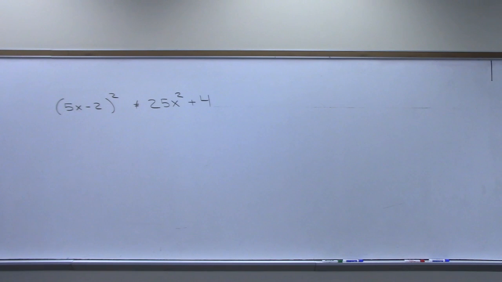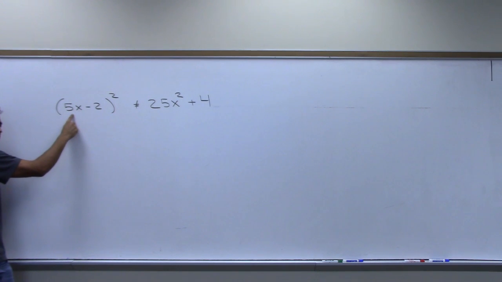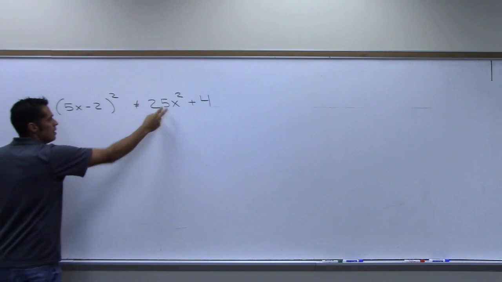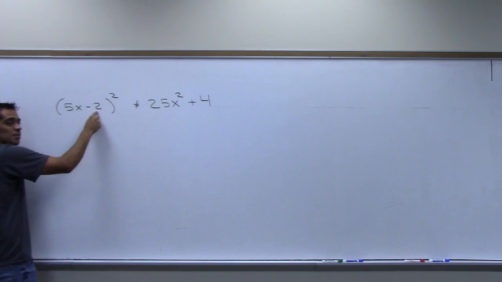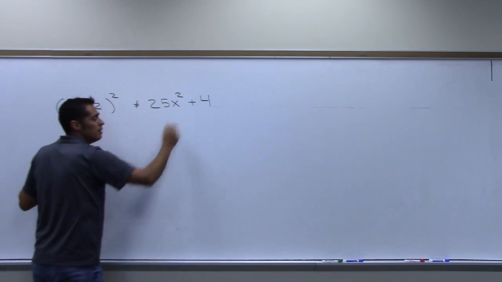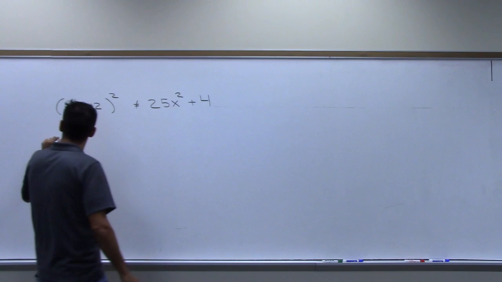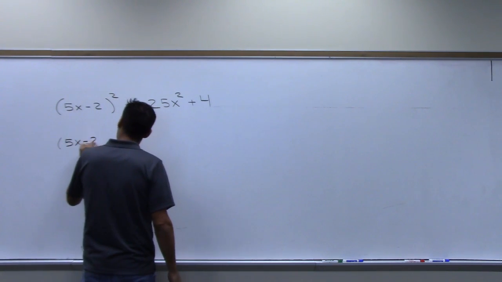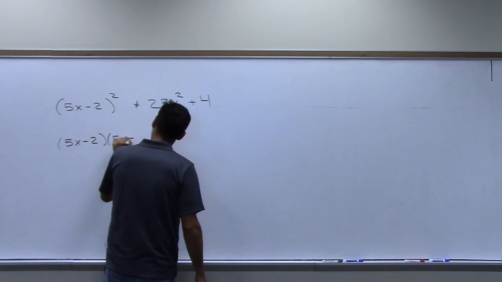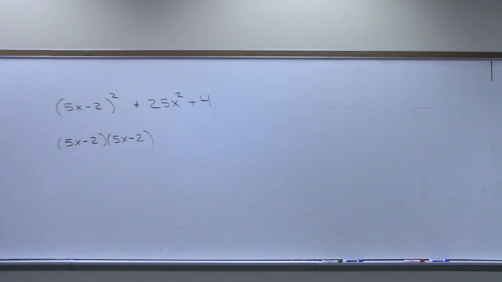What did this student just do? They squared this, so 5x times 5x, and got 25x squared. And then they said, all right, fine, there it is. Then they said, I'm going to do this and I'm going to square this. Negative times a negative would be positive, and they get positive 4 and they put it here. That is not correct. What you have to do is write 5x minus 2 times 5x minus 2, and you have to do your little foiling thing.